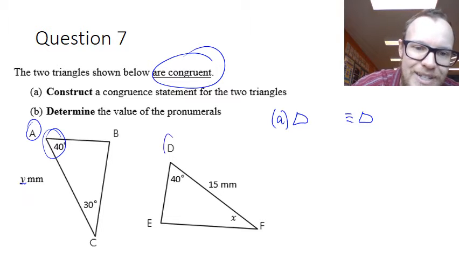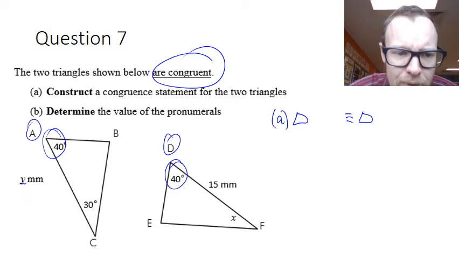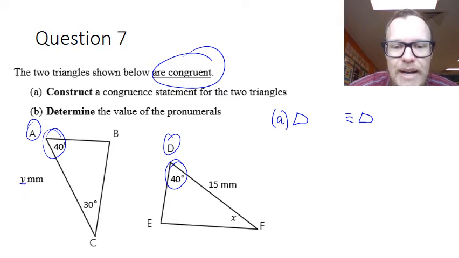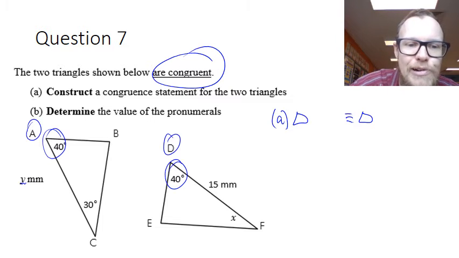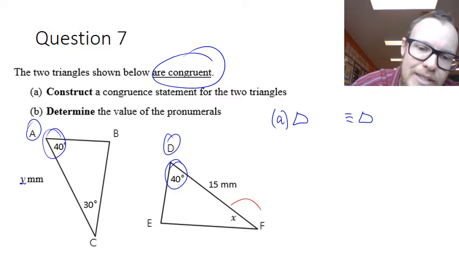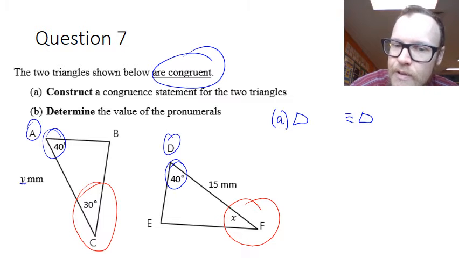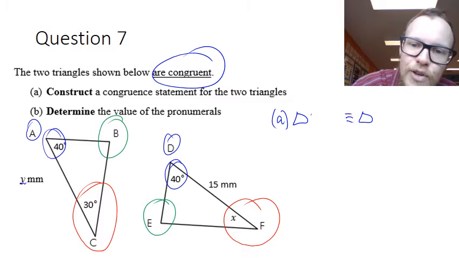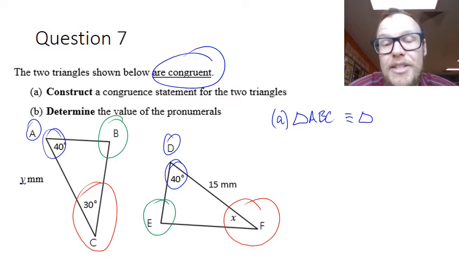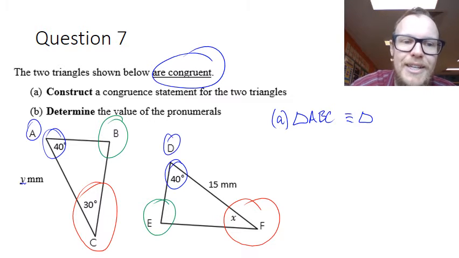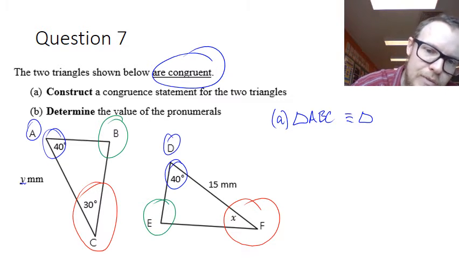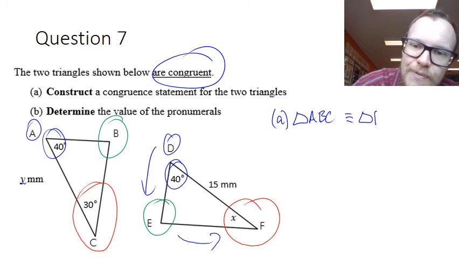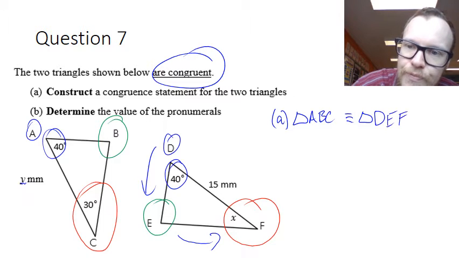So this one must match D here at 40 degrees. And so those vertices are going to match up. And if they're congruent, then I know that they are going to look very similar. So that means that this is going to match up with this one here. And this vertex is going to match up with this one here. So if I label my first triangle A, B, C, I need to go in the same order for my second triangle. So I've gone A, B, C, I've gone blue, green, red. So I need to go blue, green, red for my other triangle. So start at D, E, F for my other triangle.